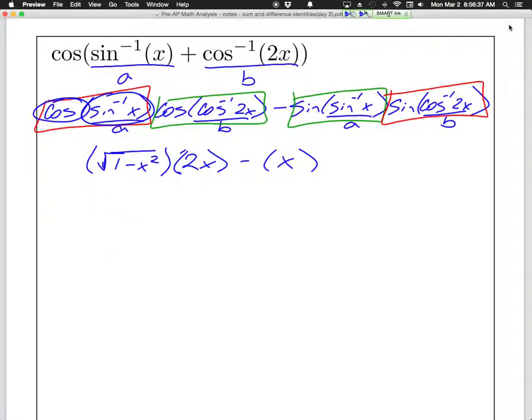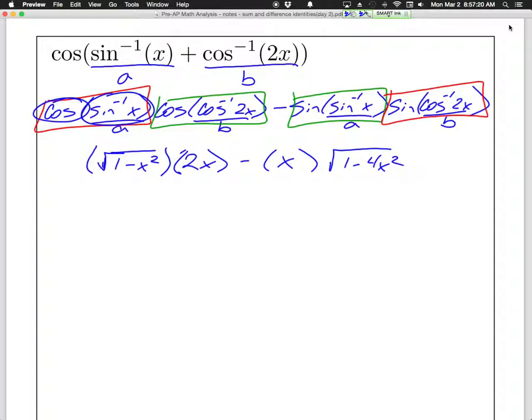Alright, so then we go over here on this one. What do we know about this triangle? Cosine, which is adjacent over hypotenuse. Adjacent is 2x, and hypotenuse is 1. So what is the opposite side going to be? 1 minus 2x, so 1 minus 4x squared. And what would sine be? The square root of 1 minus 4x squared.